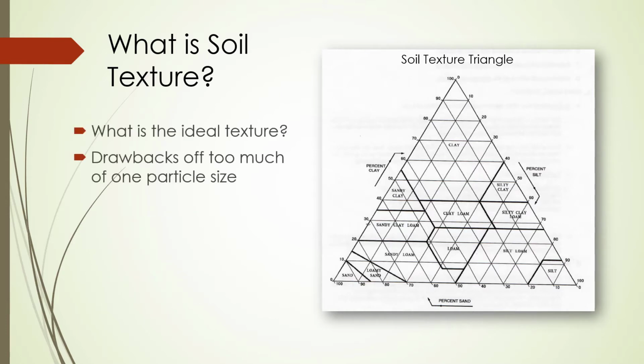So what texture is the best? The best soils are the loams found towards the center of the triangle. Loams have a good distribution of the three particle sizes and are good at holding nutrients and water. I will show you how to use the texture triangle later in the video.